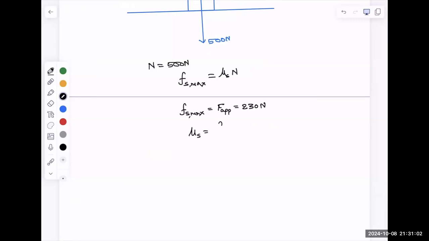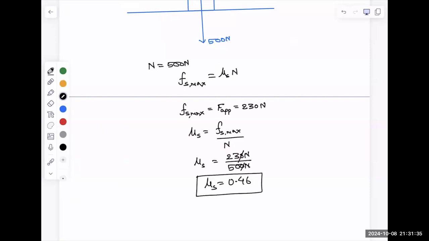mu s is equal to Fs max over normal. So this is equal to 230 Newton divided by 500 Newton. So 23 over 50, just less than half, 0.46. So this is my static friction coefficient. Again, the static friction coefficient has no units because Newton and Newton cancel each other. Okay, now for part B.